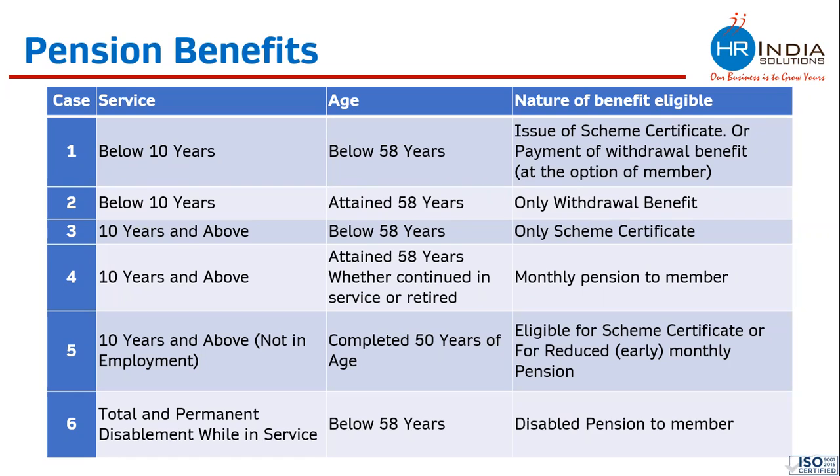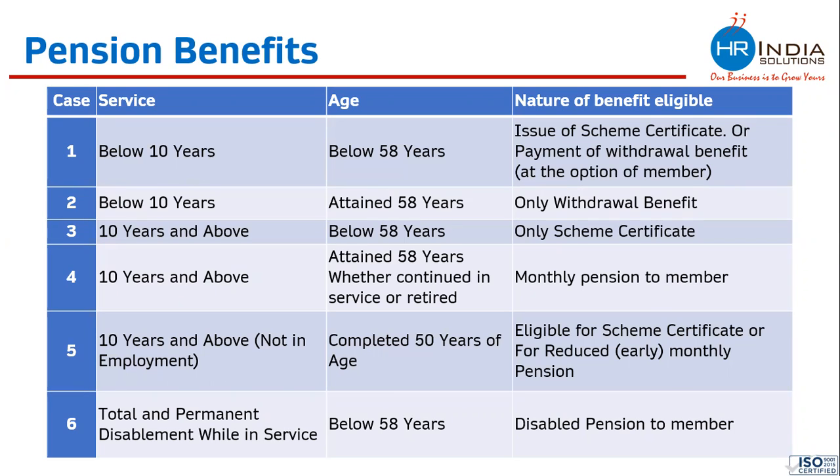This person can go for reduced early monthly pension. Reduced early monthly pension can be an option where the person has completed 10 years and is not working now and has not completed 58 years of age but has completed 50 years of age. And see the fourth case, where the person has completed 10 years of service and attained 58 years of age also, and irrespective of whether the person is working or not working, he can go for monthly pension.